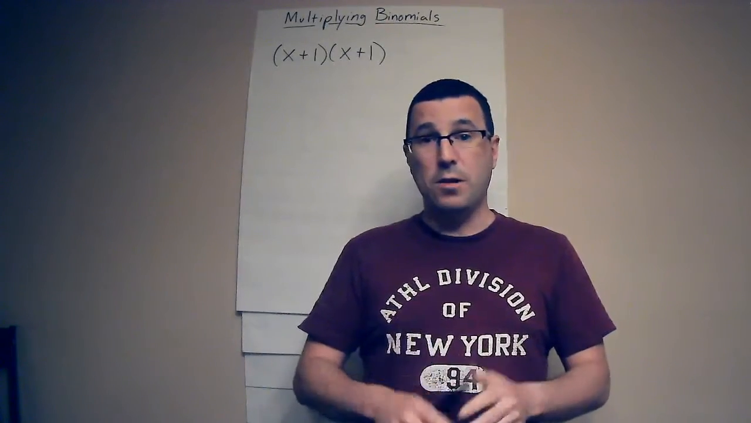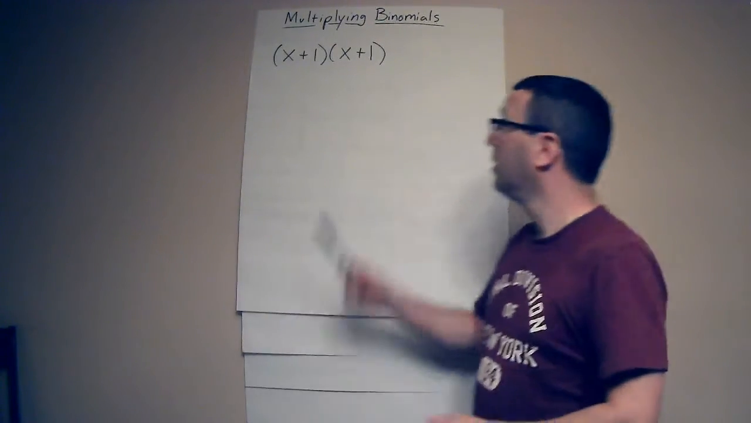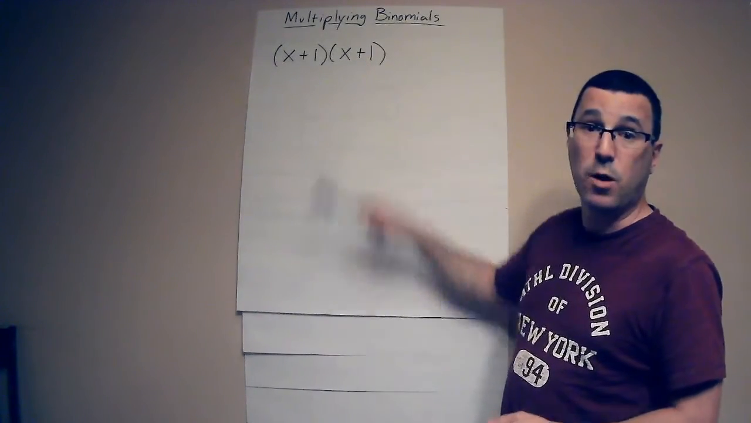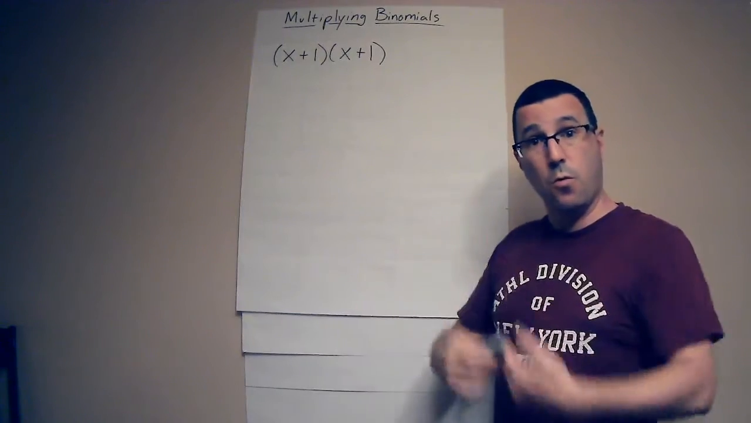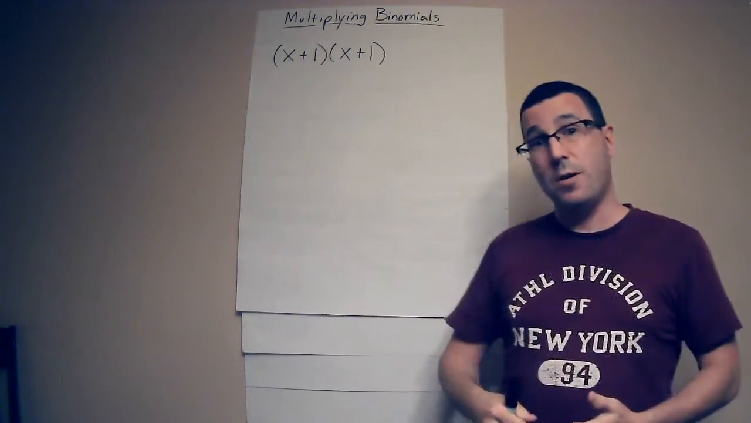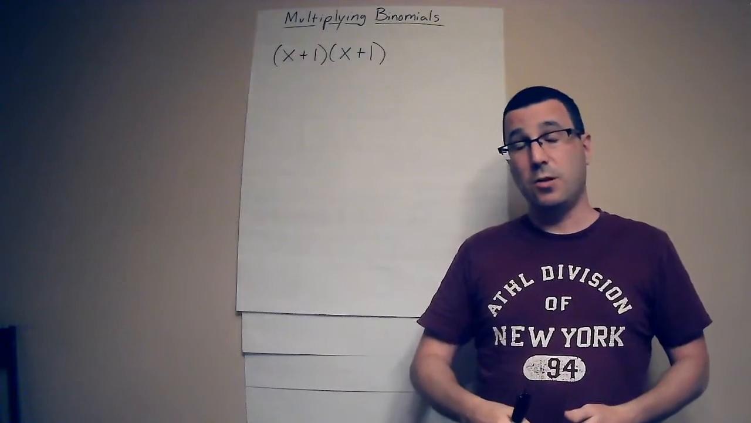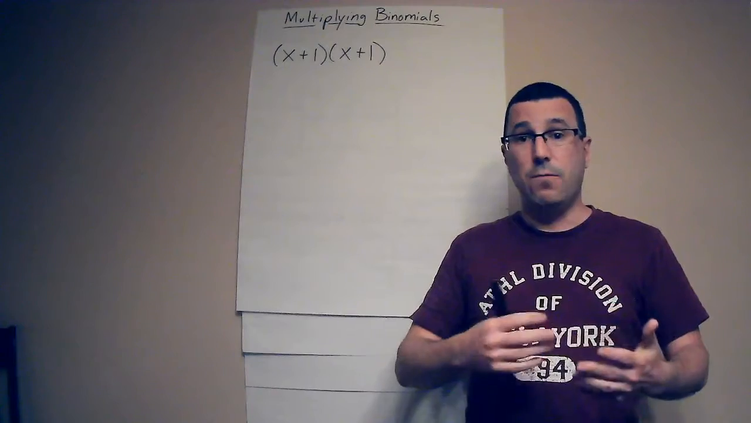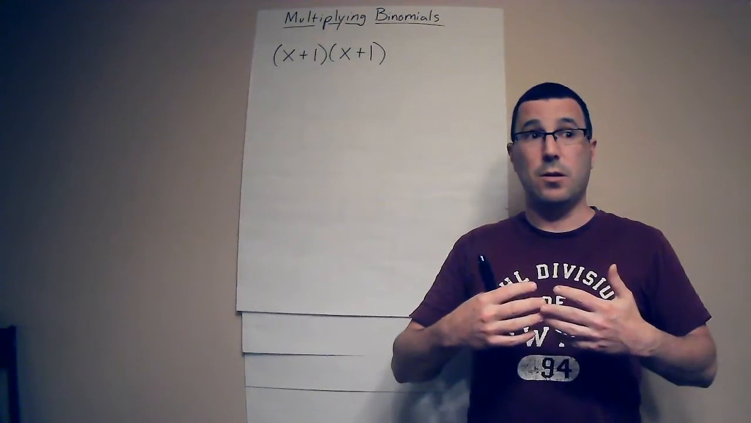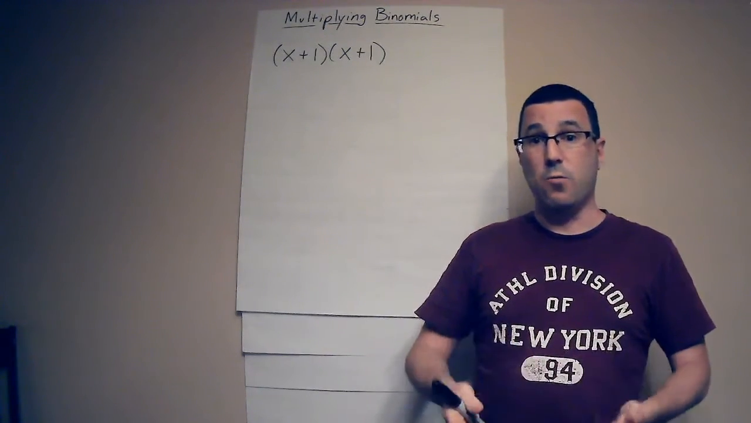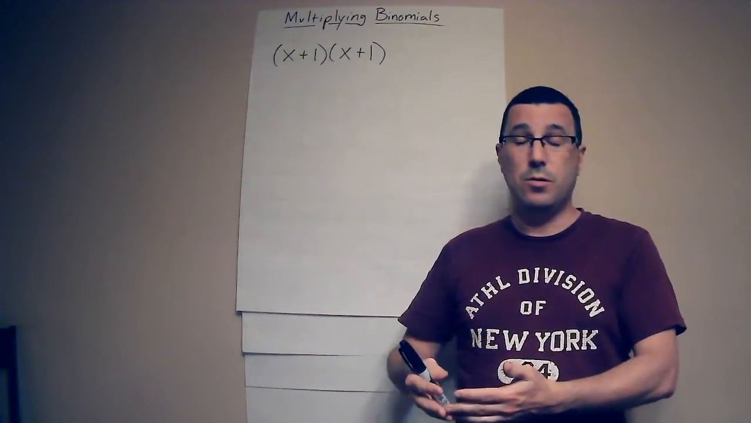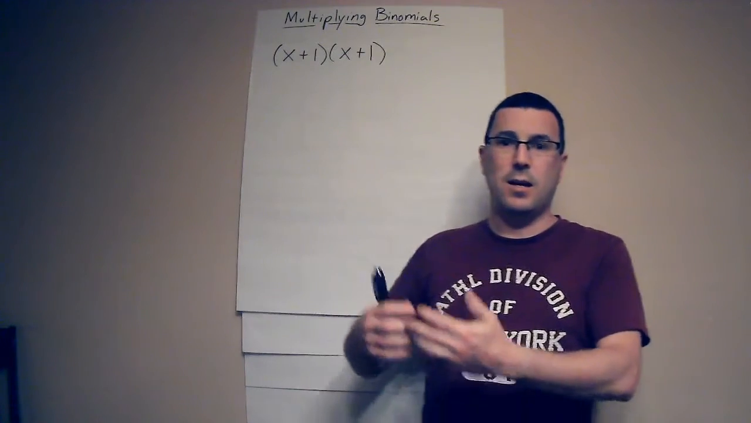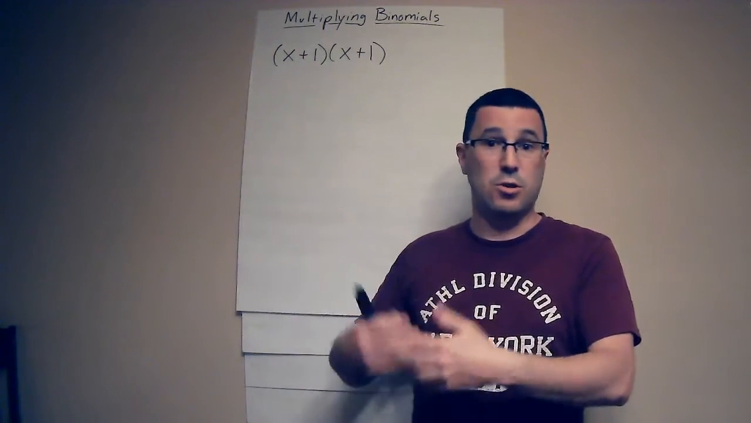So binomials are two terms. As we see here in this parenthesis, we have x plus 1. X is one term, 1 is the other term. A trinomial will wind up having 3 terms. Usually they're some type of variable term with an exponent that's greater than 1, another variable, the same variable usually, but now it has an exponent of 1, and then just a constant term, so just a number.